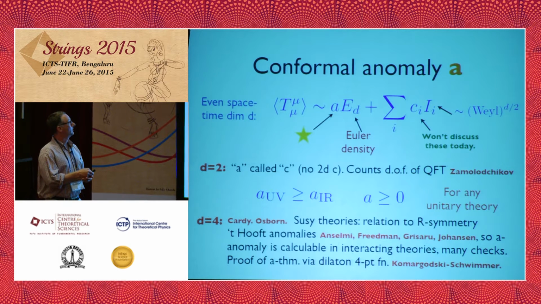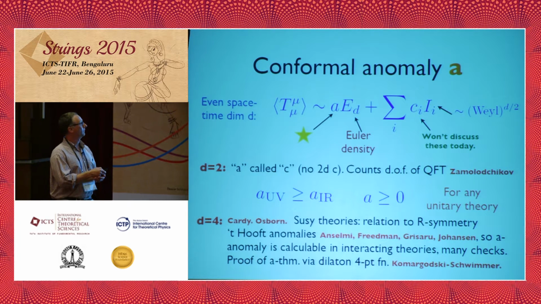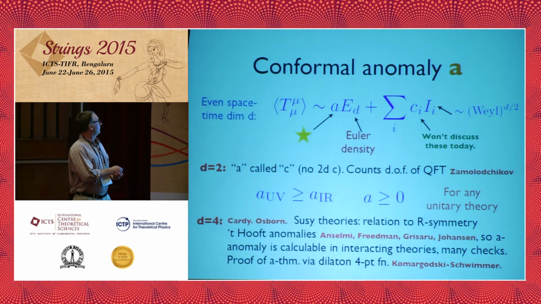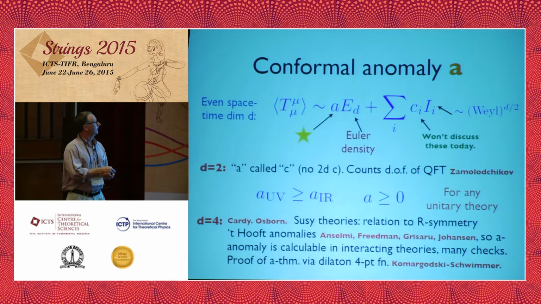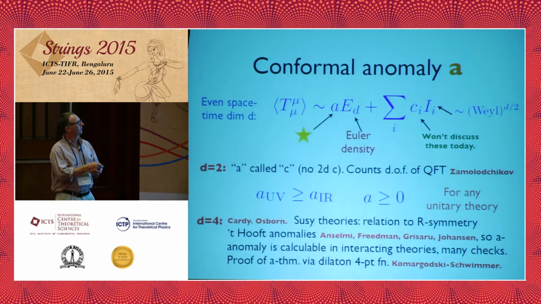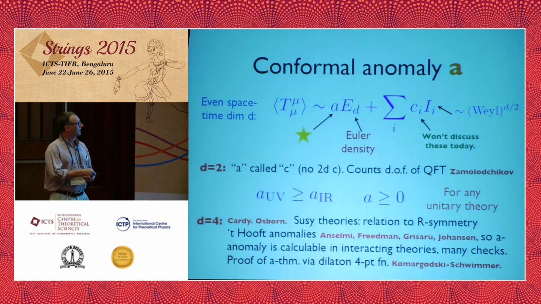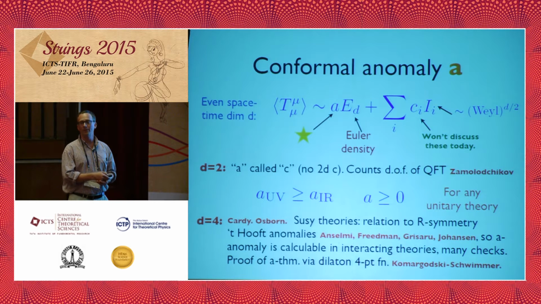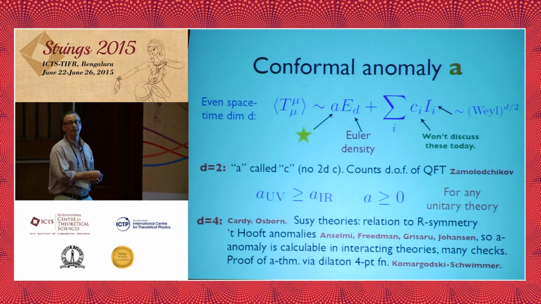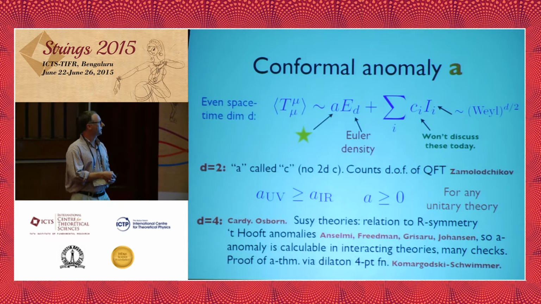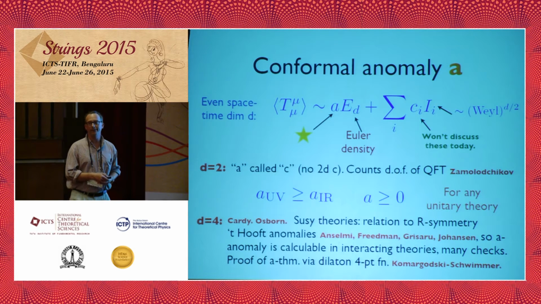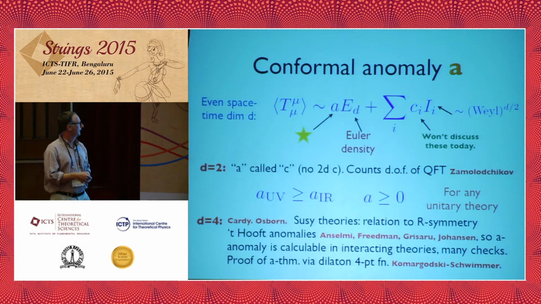And then there are some other terms involving the Weyl curvatures to some power with some coefficient C that I won't discuss further today. In two dimensions, A is unfortunately called C. In two dimensions, there are none of these Cs. And as was shown a long time ago by Sasha Zamolodchikov, it counts the number of degrees of freedom of a quantum field theory. As we coarse grain and go from the UV to the IR, this quantity is some kind of height function which decreases. And it's also positive, bigger than or equal to zero for any unitary theory, and it's only zero if the theory is gapped.